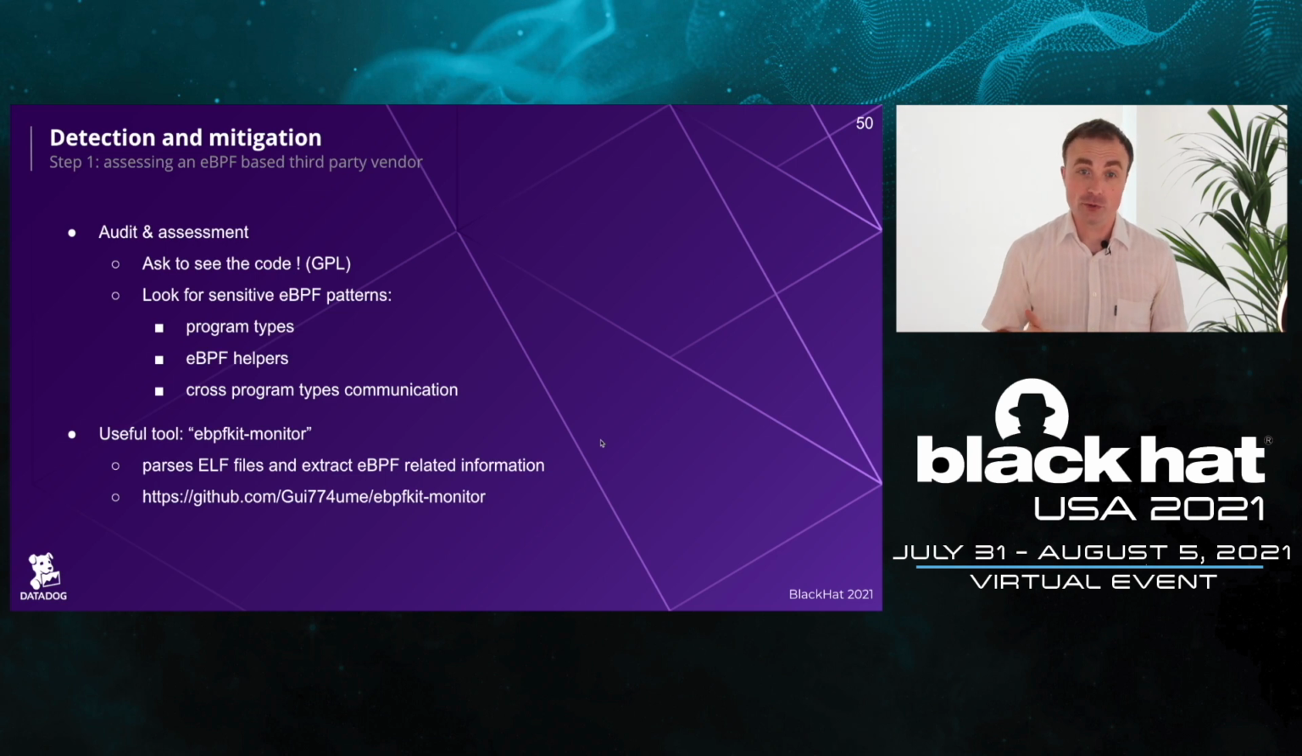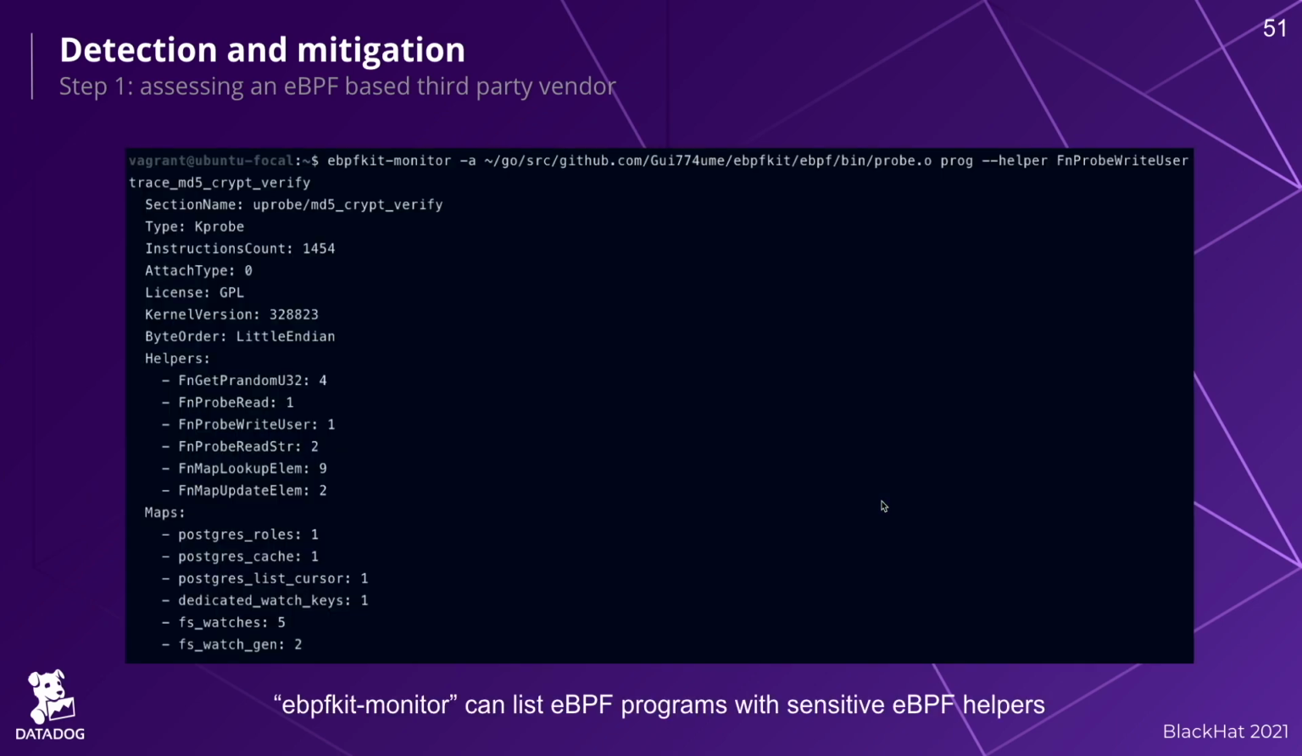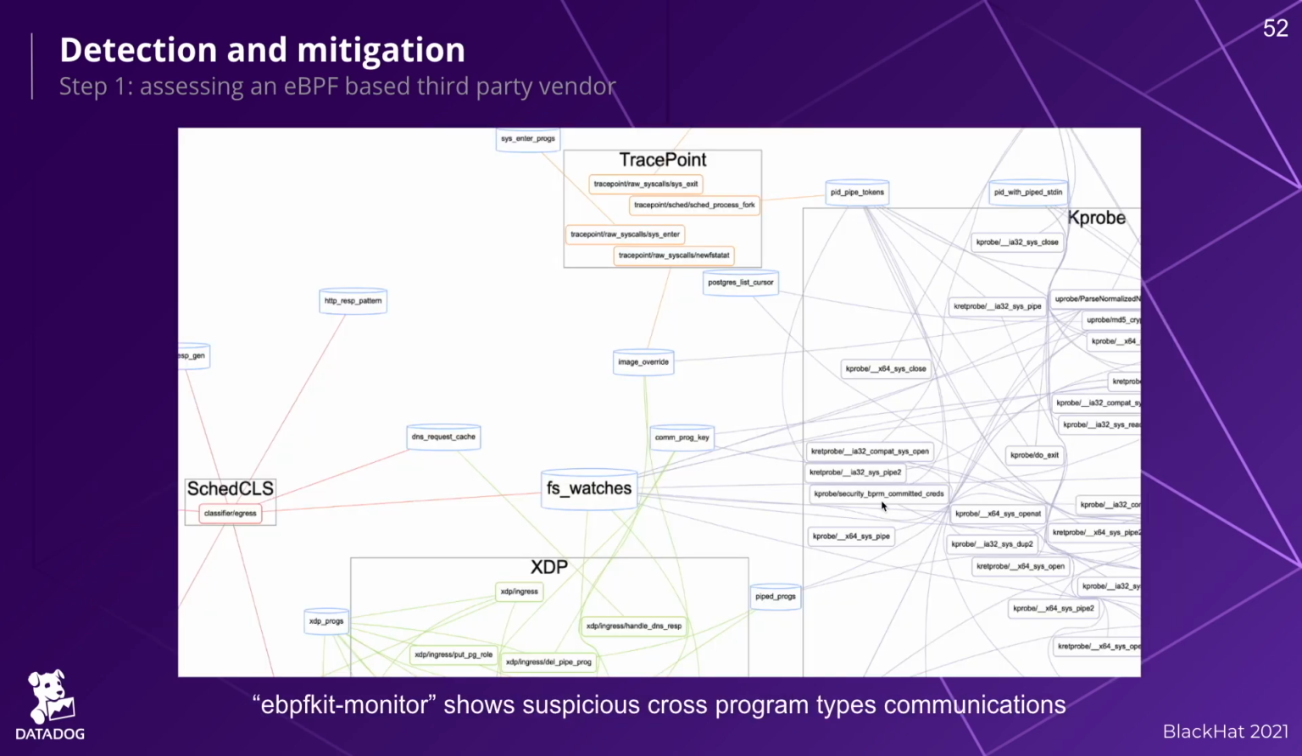We developed a tool to assist in this auditing phase. By inspecting the ELF files containing the eBPF programs, it is able to list the entities, programs and maps, and compute a graph of the interactions between them. So the tool was run on our rootkit with the following result. We can identify on the graph that the XDP program is storing information into a map that is also used by some kprobes, which corresponds to the command and control capabilities of the rootkit.